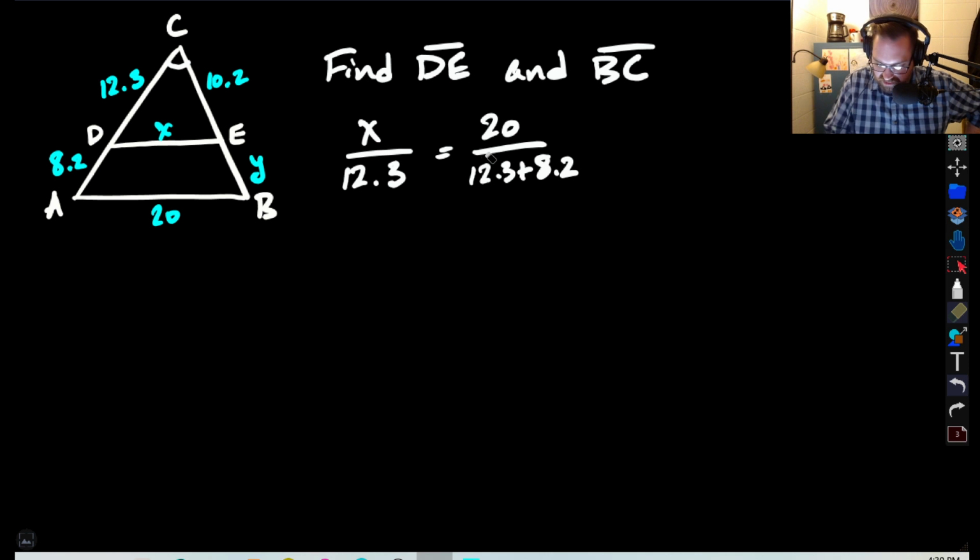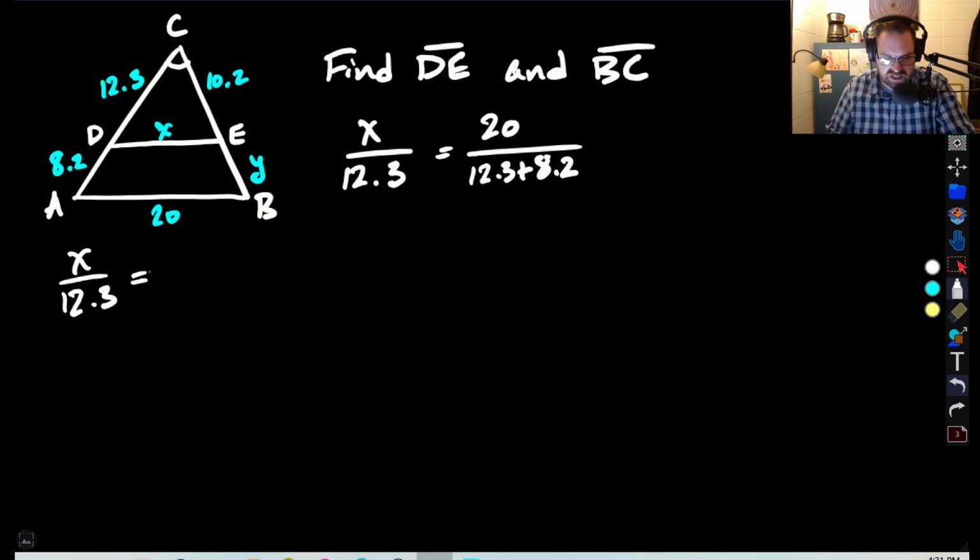So you can kind of see how a little bit crazy some of these questions can get. You've got combinations of things happening here. So let's go ahead and do this addition first before we do the multiplication, the cross multiplying. I think that'll probably be the easiest route to go. So I'm going to bring this guy over here. X over 12.3 is equal to 20 over 12.3 plus 8.2. So that is going to equal, what is that going to equal? 20.5? Yeah, 20.5. 20 over 20.5.